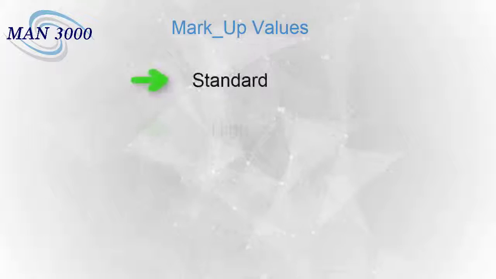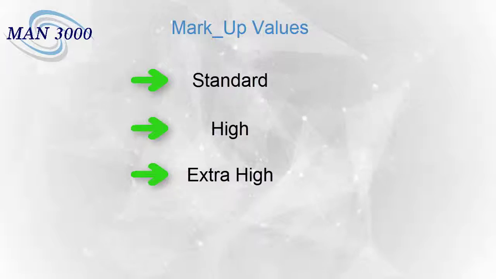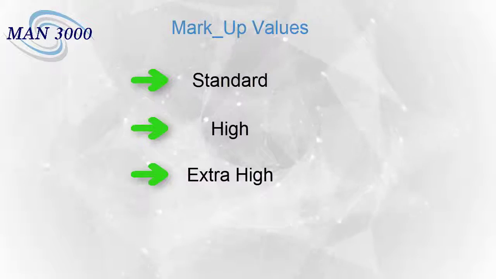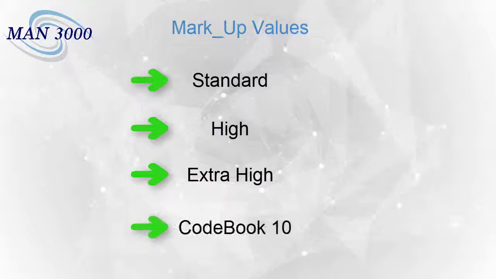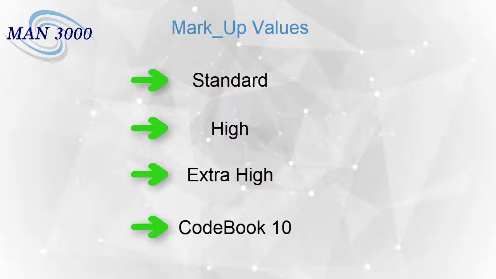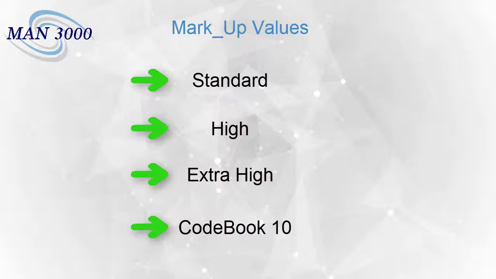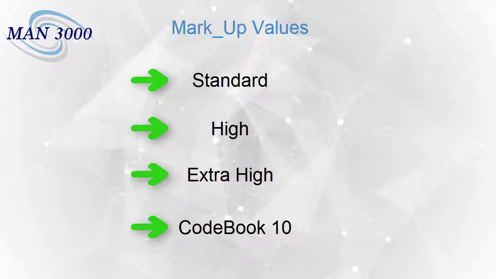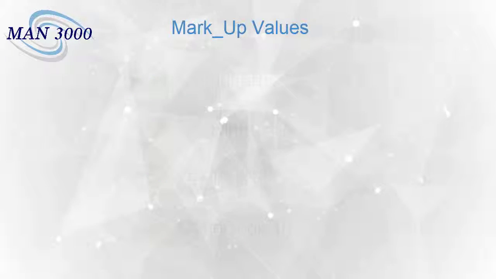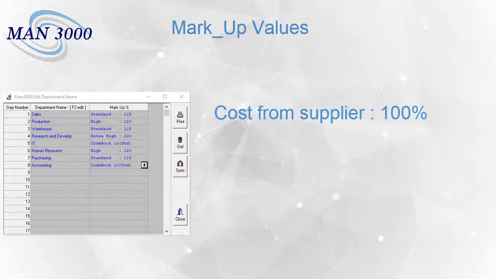Your standard, high, and extra high options allow for personalized adjustments to be made to each markup, while your Codebook 10 markup rate is a specialized markup. If you are interested in using this markup, please contact your Man 3000 dealer for more information. Markup values are created as follows and are represented as a percentage.